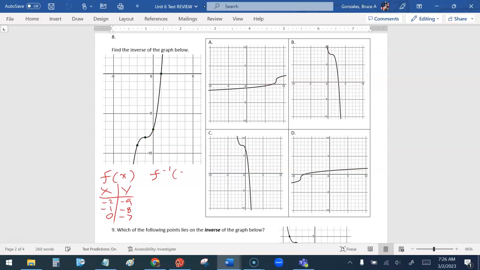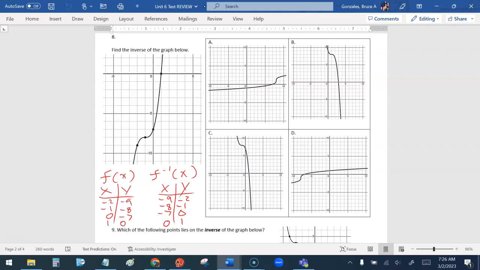And let's do the inverse function. Well, we can do the last point. It's 1, 0. So my inverse function, I'm going to flip all that. Negative 9, negative 2, negative 8, negative 1, negative 7, 0, 0, 1.